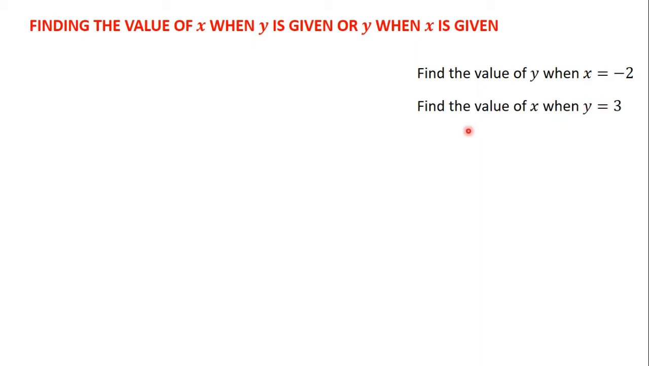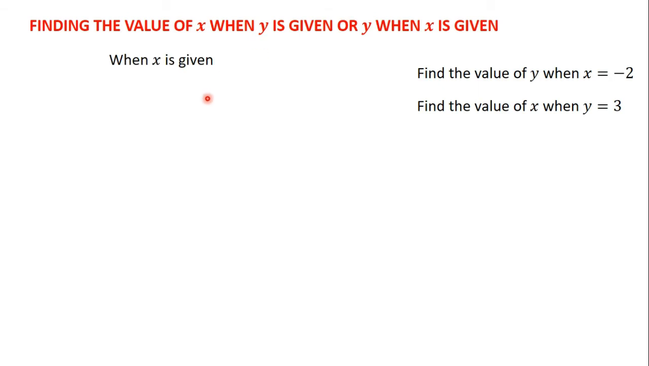Sometimes, after drawing the graph of a quadratic function, you may be asked a question like this. Use your graph to find the value of y when x is equal to -2. Or, use your graph to find the value of x when y is equal to 3. So you can see that in the first case, we are being given the x value as -2. Then we are supposed to use our graph to find the value of y. In the second case, we have been given the y value as 3, and we are supposed to use the graph to find the value of x. How do we go about questions like this? Let's learn how to do it.